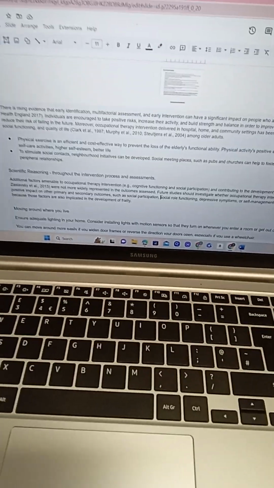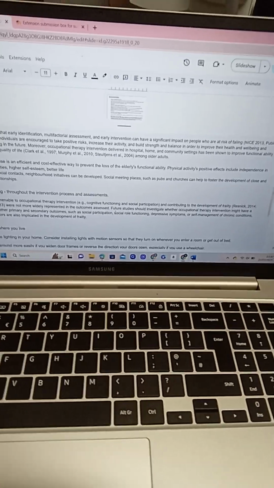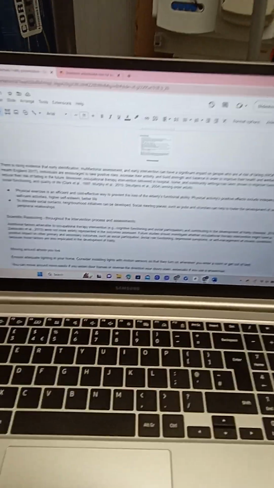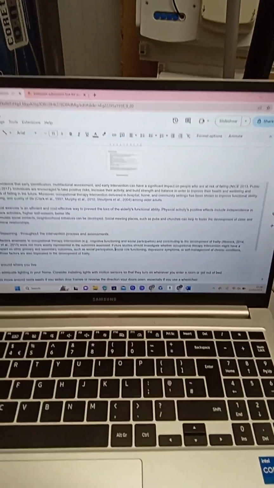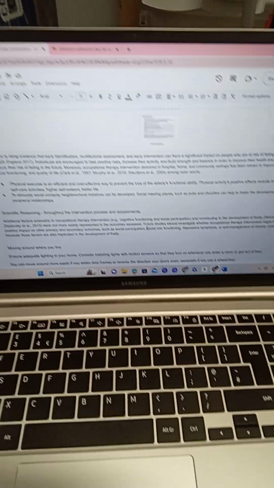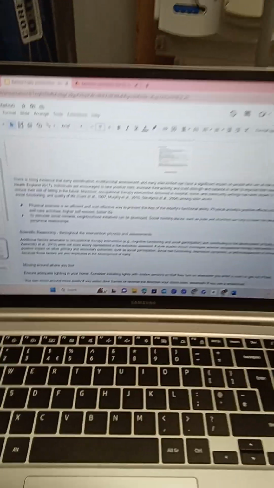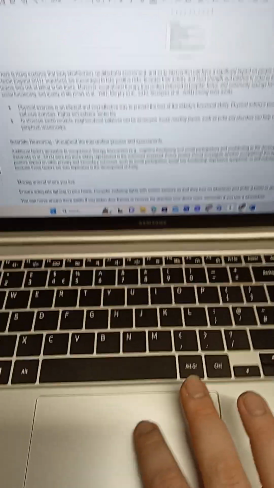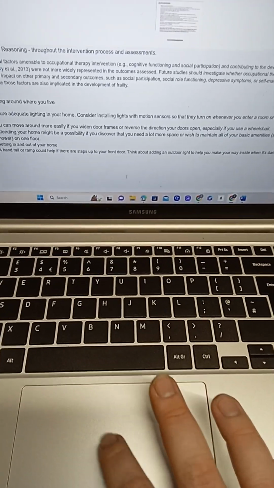So there is a lot of evidence that early identification of assessments and early intervention can have a significant impact on people who are at risk of falling. These individuals are encouraged to take positive risks, increase their activity and build strength and balance in order to improve their health and well-being and reduce their risk of falling in the future. So occupational therapy intervention delivered in hospital, home or a community setting has been shown to improve functional ability, social functioning and quality of life. So this is going to be showing scientific reasoning throughout the whole intervention process and assessments.